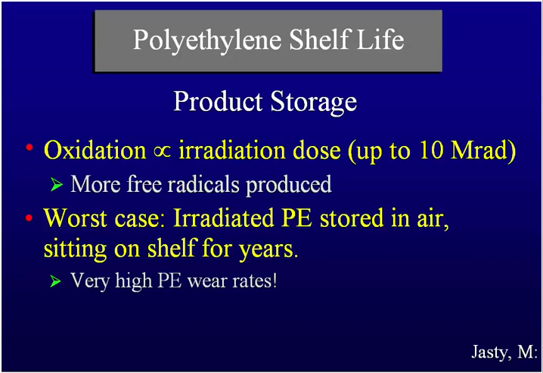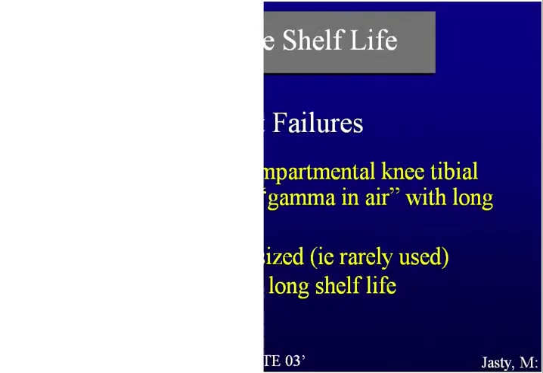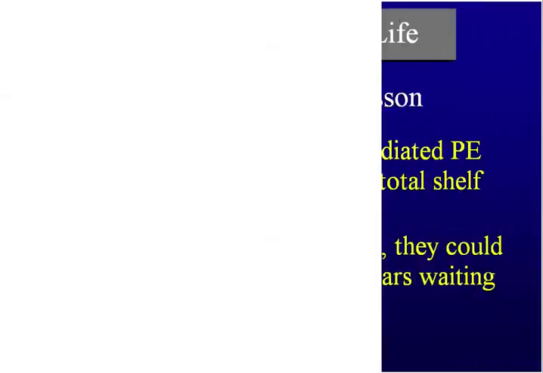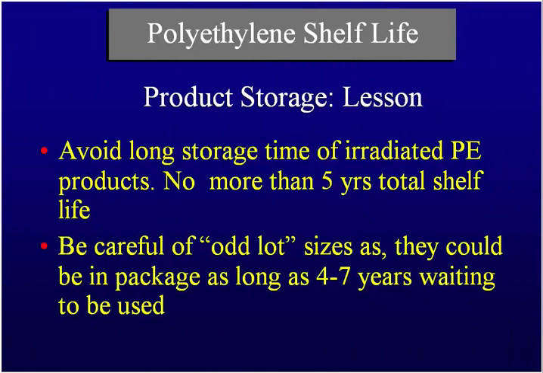So if you look at product failures, there's been a reported rapid failure of unicompartmental knee replacements using products with gamma radiation stored in air, meaning gamma radiated products stored in air with long shelf lives. The failure rates have been rapid. Similarly, Mirali Jasti has shown that when you have these jumbo-sized cups, the 72-millimeter cups that have been stored in air, that jumbo cup may sit on the shelf for 8 years, and you put that into a patient, it is so oxidized that the ball will go in through it like sliced butter. It'll wear so fast, it'll be awful. So remember, gamma in air is bad.